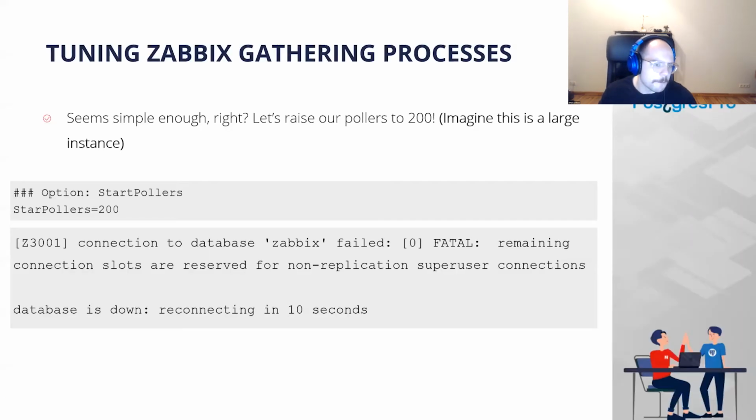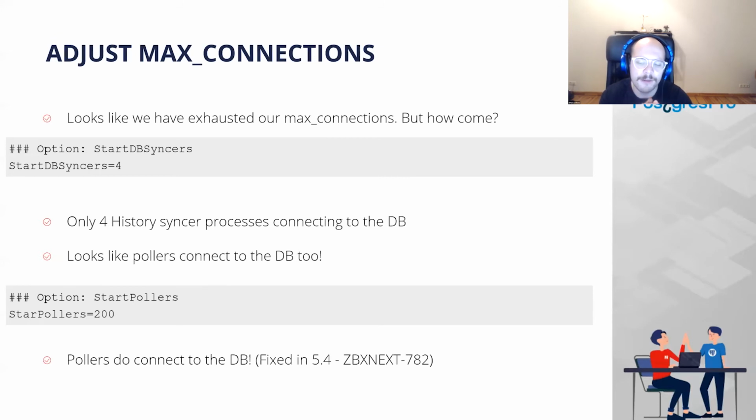And why is that? So counterintuitively, as maybe some more advanced users know, yes, DB syncers, the history syncers, they do flush your metrics from caches to the database. So of course they do need database connection. But we have a limited amount of them, most likely something like 4 or 6 or 7, not 200 or 100, because by default, by the way, that connection limit on Postgres is 100. Well, the reality of things is that pollers, they also do connect to the database. Yep, they connect to the database to update some item statuses and things like that.